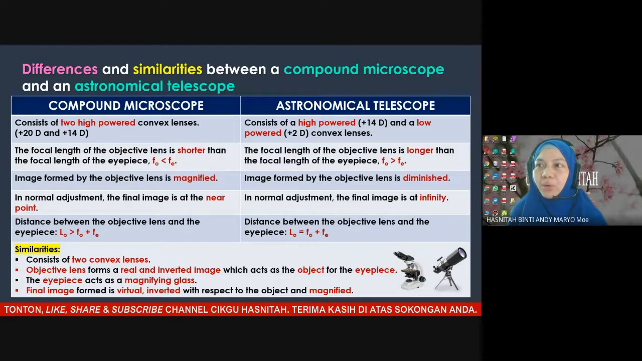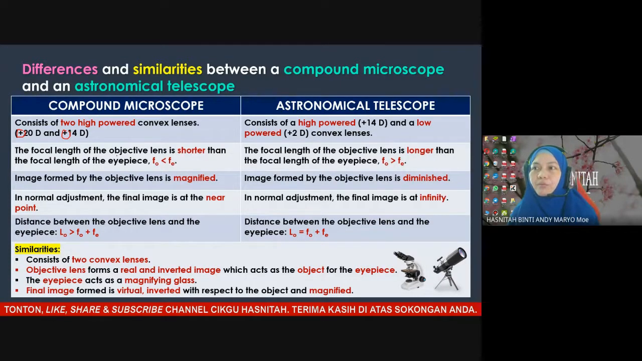Can I ask you why we have a positive sign here for power? Anyone can answer? Why did I put a positive sign there for power? Positive sign is the power for a convex lens. Okay, for a convex lens, the power is positive. If you use a concave lens, the power has a negative sign. That is the only difference. So positive shows that we are using a convex lens. Meanwhile, for the astronomical telescope, one lens uses high power, another lens uses low power. This one is 14 diopter, the other one is 2 diopter.